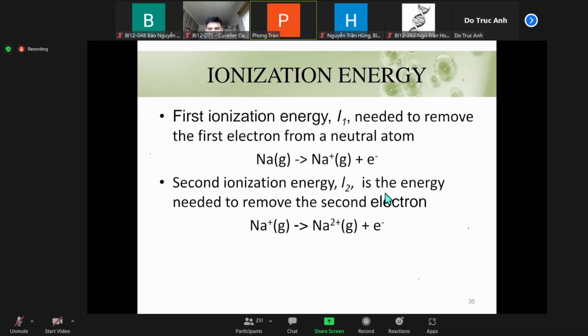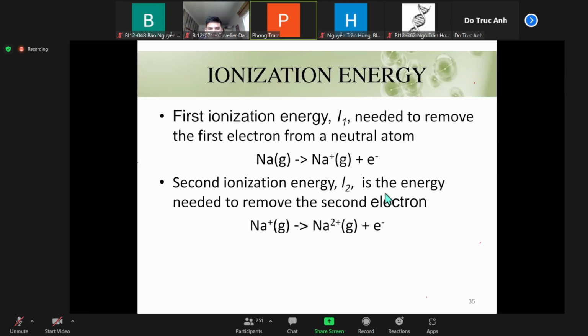So, as I explained, the first ionization energy is needed to remove the first electron from the neutral atom. The second ionization energy is the energy needed to remove the second electron from the gas ion. I need to emphasize it because I saw in last year's examination that some of you confused the I2, this one. Some of you confused it like this, but I2 by definition is this one. That means the energy needed to remove the second electron from the first gas ion, but not the energy required to remove 2 electrons from the neutral atom. You get what I mean? So be careful with the terminology.